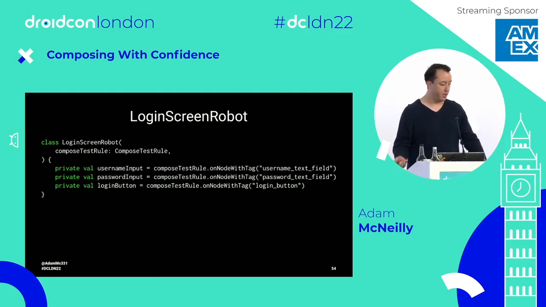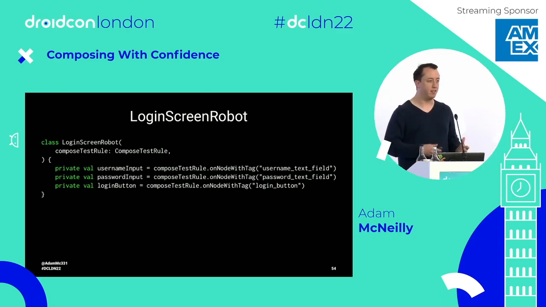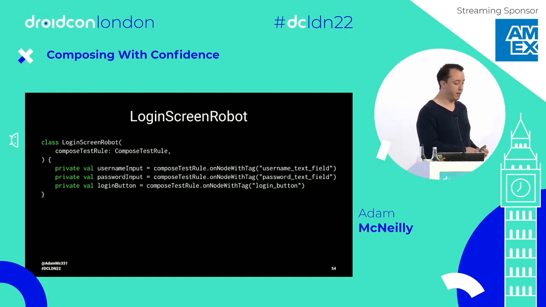We're going to create a class called LoginScreenRobot. It's going to take in our compose test rule because the robot needs to know how to find and interact with nodes. And what we're going to do is make a private val for each of the components that our test is going to interact with. So username input will be compose test rule on node with tag username text field. And I write this once. Any other time I'm going to deal with the username input, I can reference this variable.